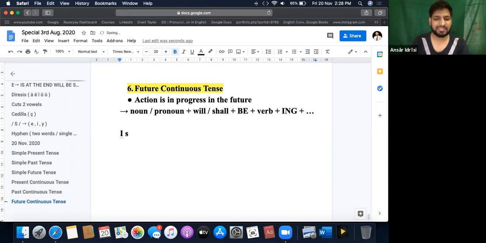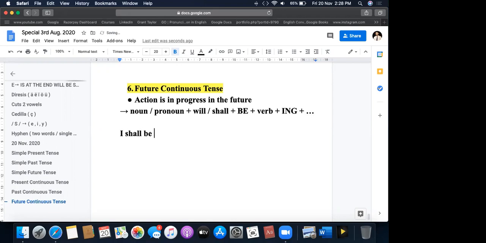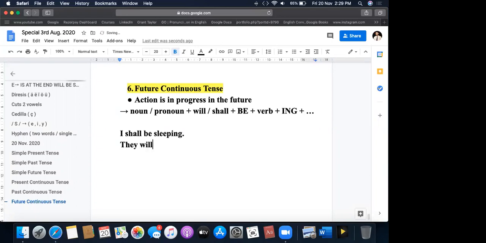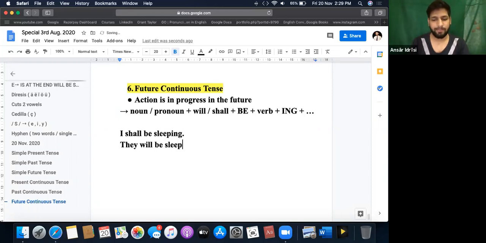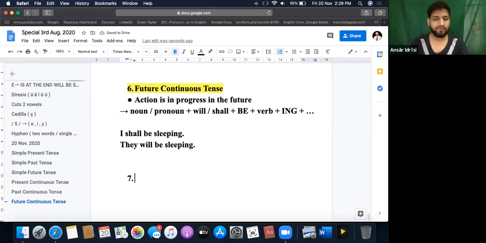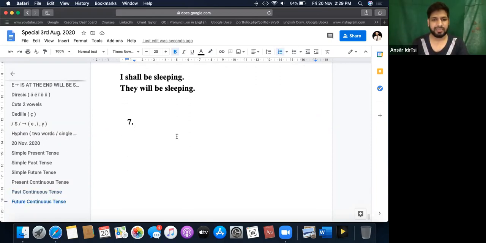For example, I plus shall plus be plus verb. Verb is what? Sleep plus ing. I shall be sleeping. मैं सो रहा हूँगा. Same case, they plus will plus be plus sleep, verb plus ing. They will be sleeping. वो सो रहे होंगे. Is that clear? Yes. Very easy. Next one. Tense number 7. Tense number 7 we have done.